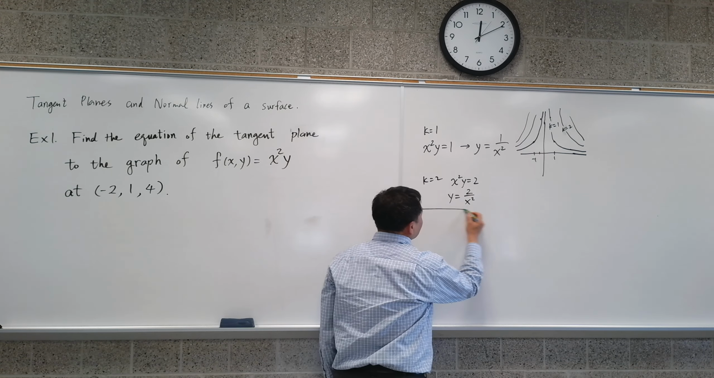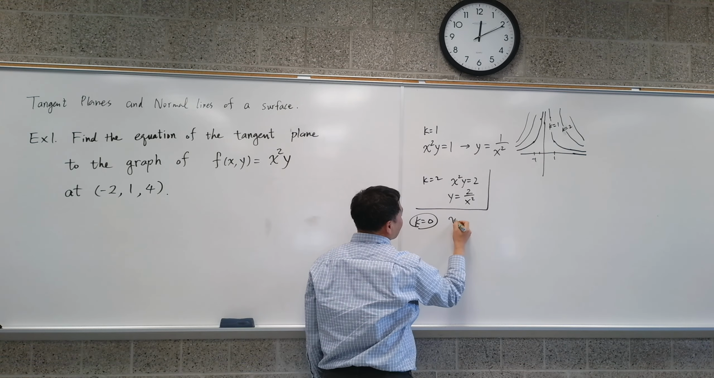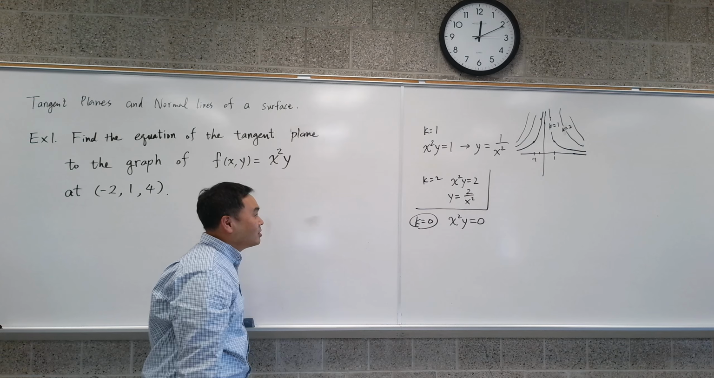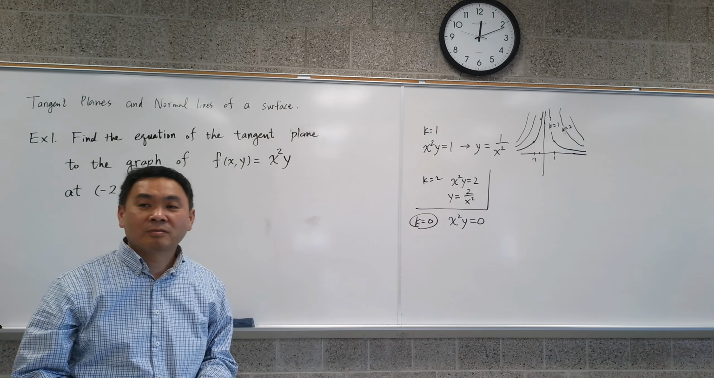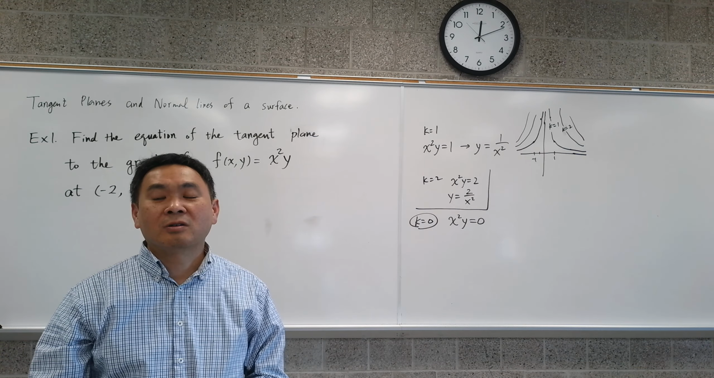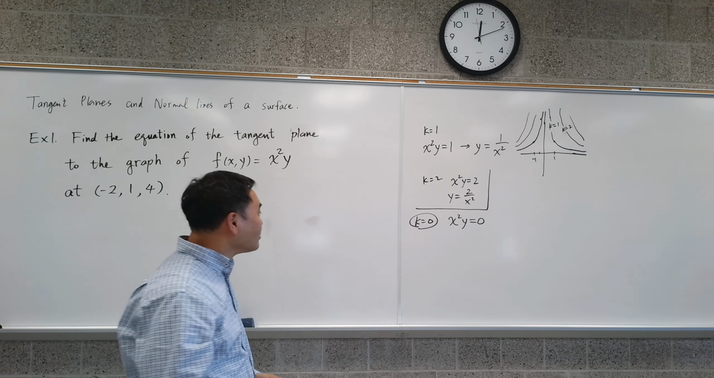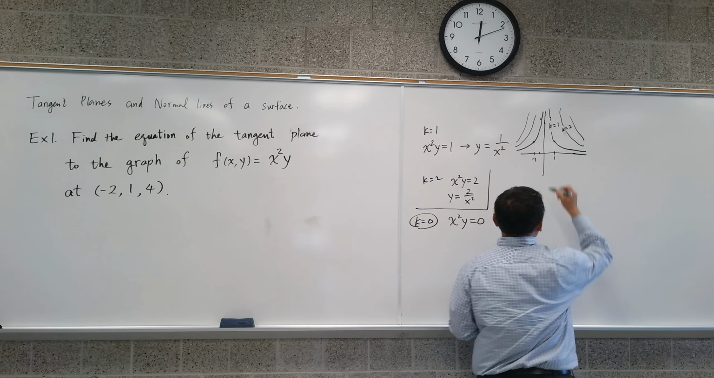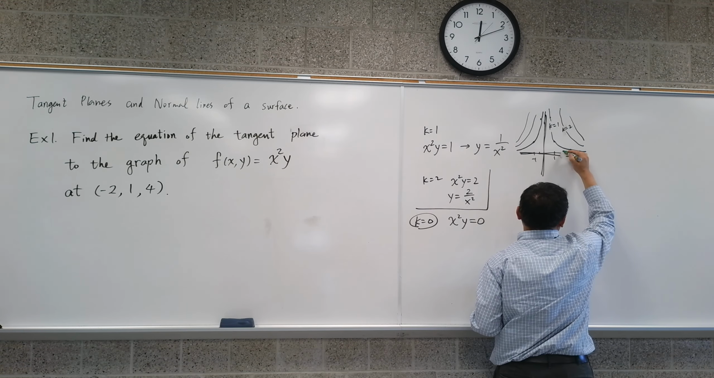A tricky thing happens when k is 0. If k is 0, then you're talking about x squared y being equal to 0, the z value being equal to 0. What's the graph of this? What kind of lines do you get? You get the x-axis and the y-axis, right? So the graph of this is going to be the y-axis itself and the x-axis itself. That's k equals 0.